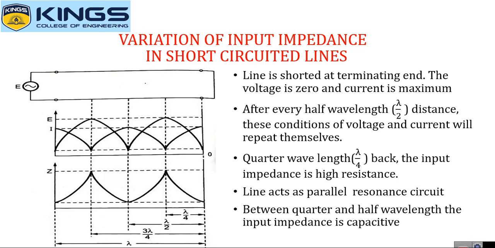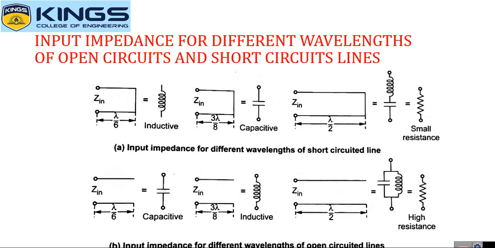After a quarter wavelength, the input impedance is high resistance. So the line acts as a parallel resonance circuit. Between quarter wave and half wavelength, the input impedance is capacitive. Okay, so now the input impedance for different lengths of open circuit and short circuited lines.